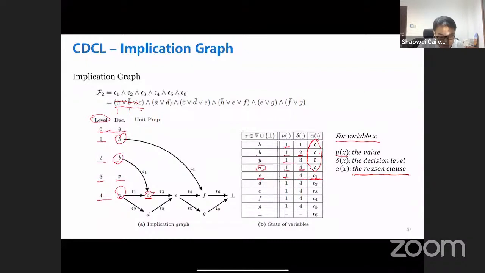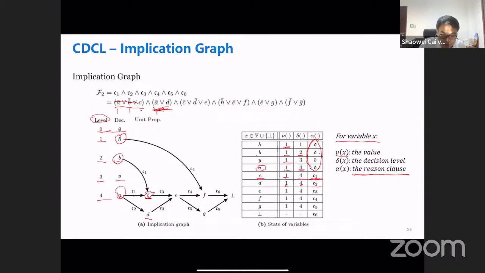And then we can continue to D, because for the second clause, when A is assigned to true, D is also a unit clause. Then D is also implied to 1, and the decision level is the same as A. Decision level is 4. The reason clause is C2, because it is the reason in the second clause.